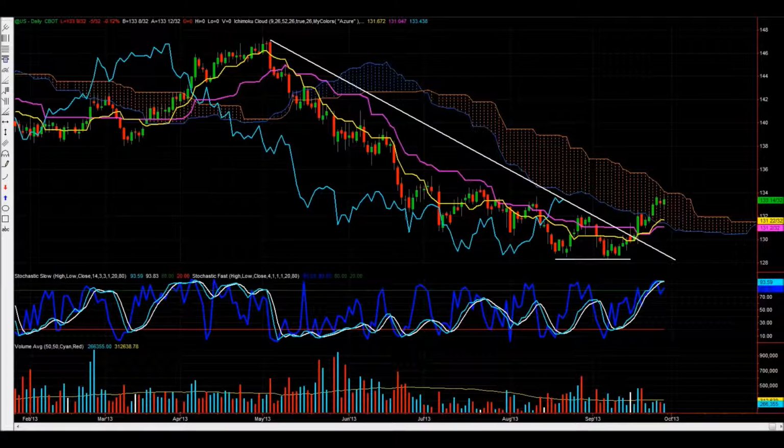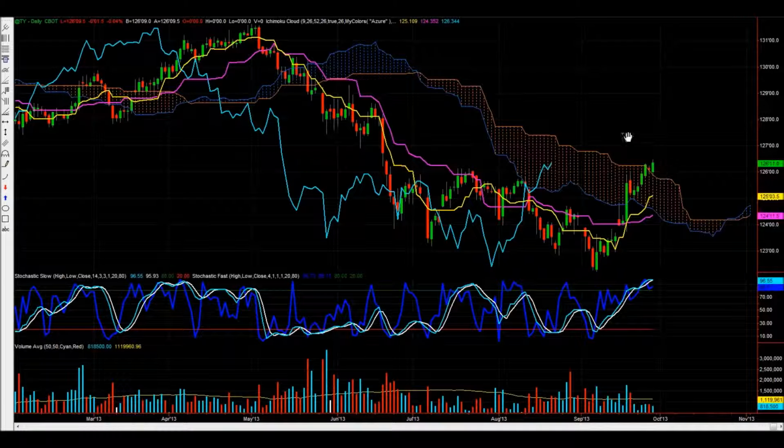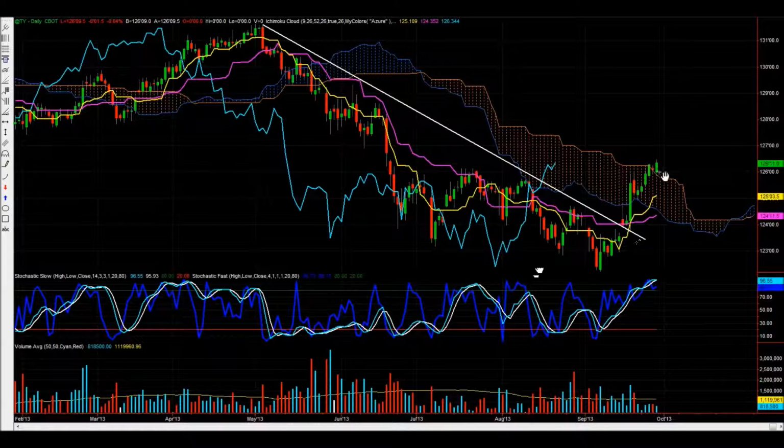Let's look at the 10-year. If you notice, the 10-year put in that same bullish divergence off of that low. You've got this kind of trend line break as well, and now you're getting back up above this cloud. The lagging line is still not above the cloud yet, but you've got this crossover in the shorter term averages, and you're starting to look more bullish than bearish, even though you're overbought.